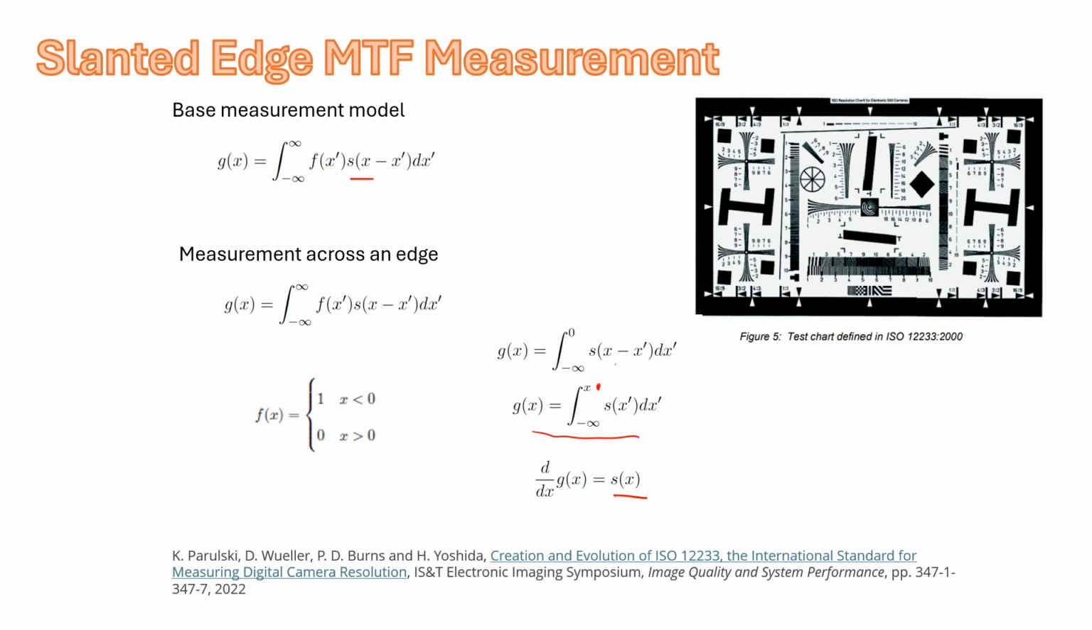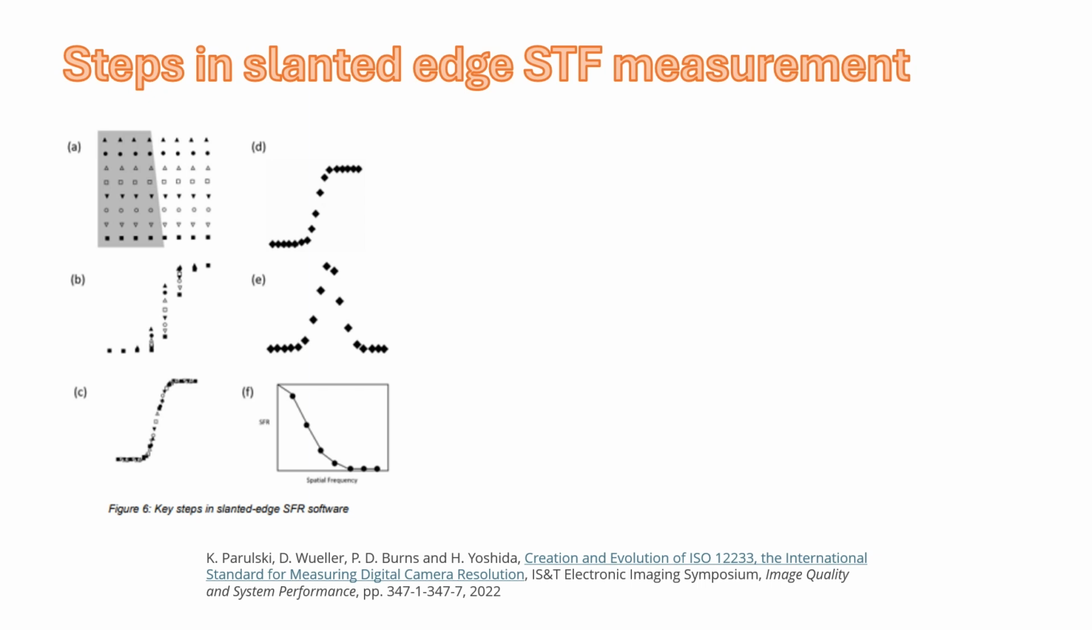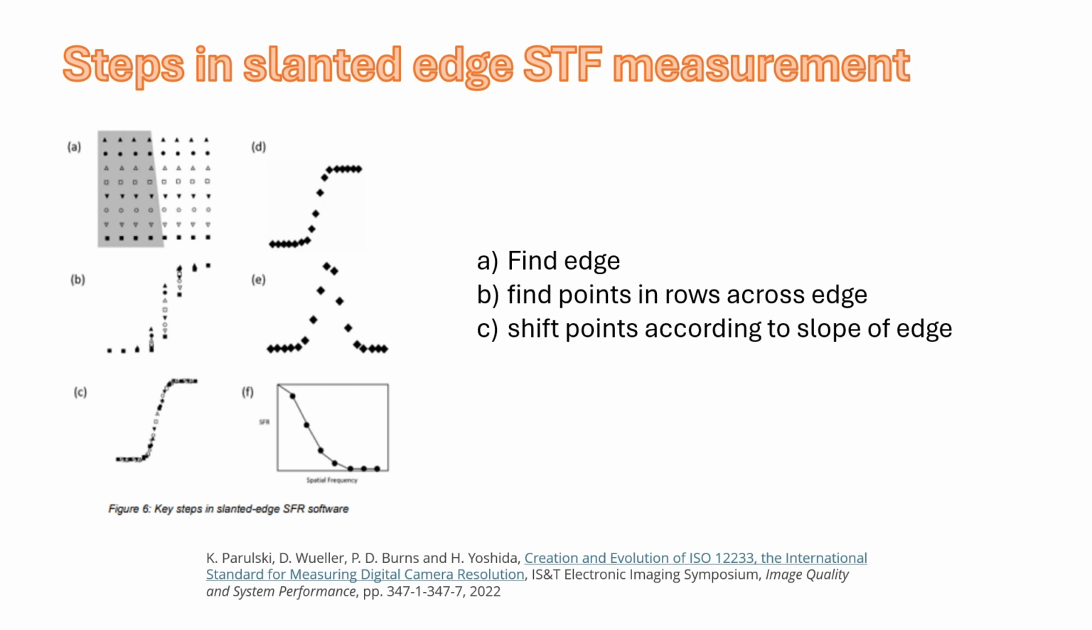The basic strategy is shown here. Number one, we find an edge in an image, or we create an edge actually, and then we find points in rows across the edge, as shown in B. If we plot each one of the rows, we see the edge, but the edge occurs at a different point laterally because of the slant. But we can shift the points to align them along the edge. This allows us to get some super resolution because we can get subpixel shifts in the relative arrangement of the points, and this is where an edge is better.